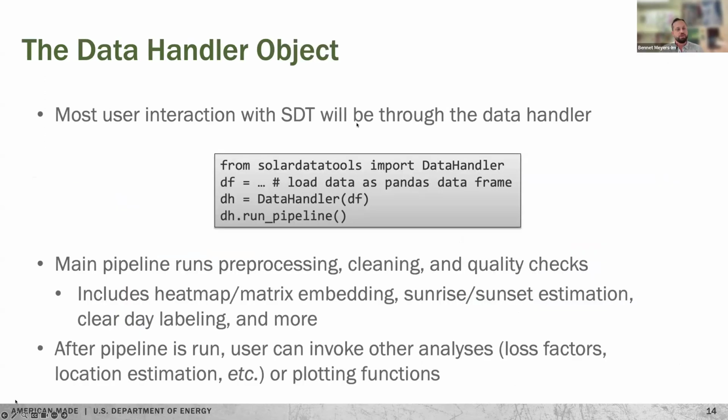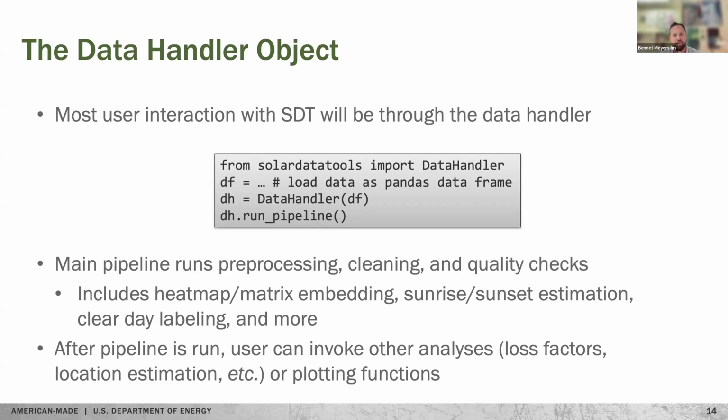The primary way that users are going to interact with Solar Data Tools is through the data handler object. As shown here, you will simply import the data handler, then load your solar data into a Pandas data frame, instantiate your data handler on that data frame, and then finally run the pipeline. As I mentioned before, the standard use here is all automatic, with no need to add any user configuration.